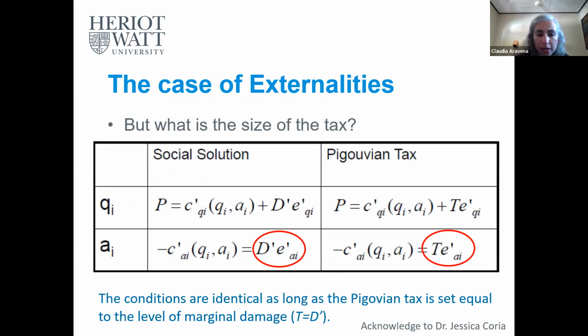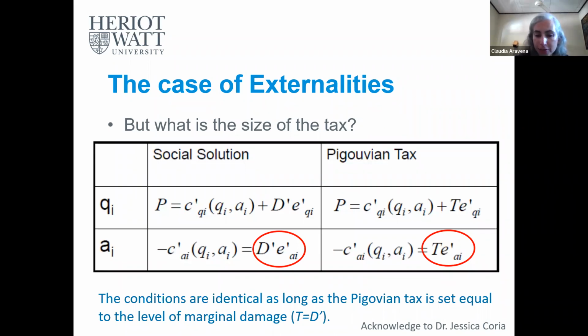So let's compare these two situations, okay? The social solution is in this first column, and the Pigouvian tax is in the second. If you compare these two, what you will see is that the only difference, in the second part, which is the marginal cost, or even in the first part, which is the price, is this term, which in the social solution is damage, while in the Pigouvian tax solution is tax. So what can you conclude from this? If these two are the same, what is the size of the tax? That is the question.